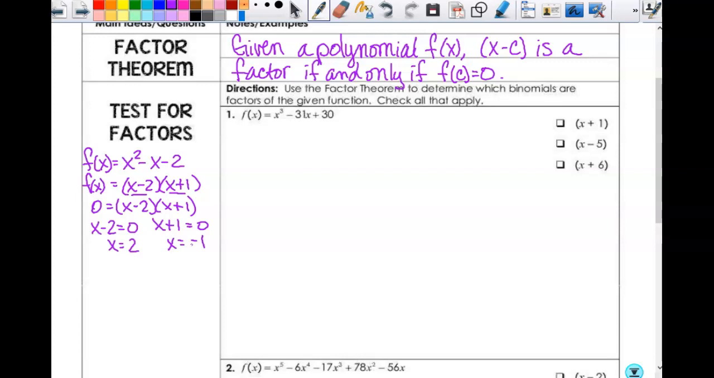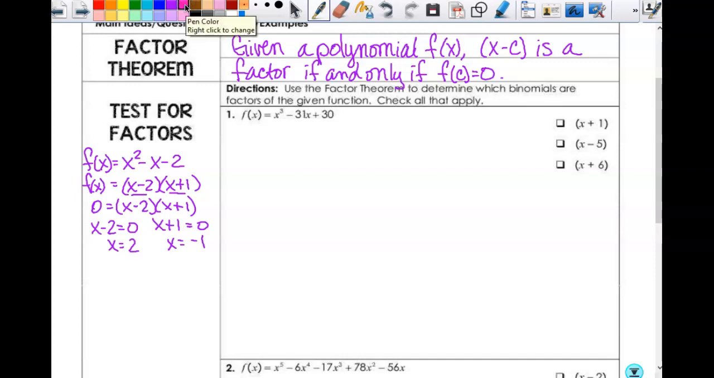So now we're using the factor theorem to determine which binomials are factors. So I want to know if it's a factor or not. We've talked about this as well. When we were doing synthetic division, I told you that the remainder is not always 0, but if it is a 0, that means that thing is a factor, and if it's not a 0, then it's not. So now we're going to use it to basically answer that question, even though we can already do the synthetic division.